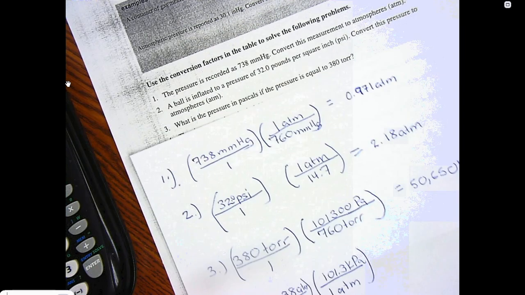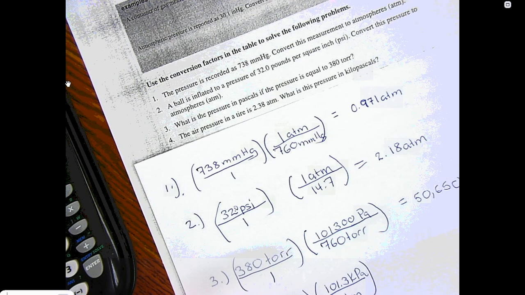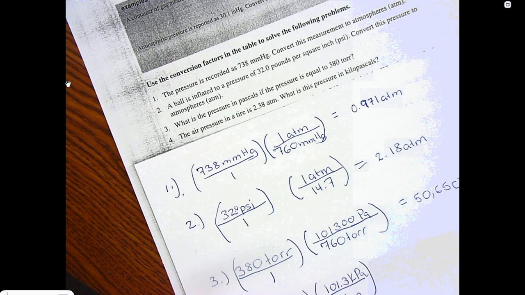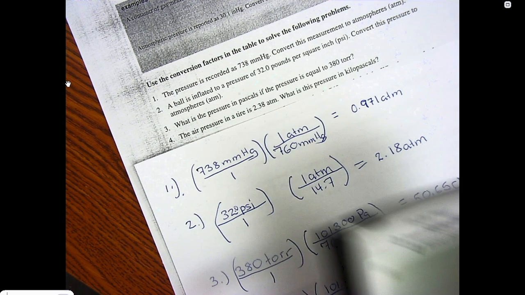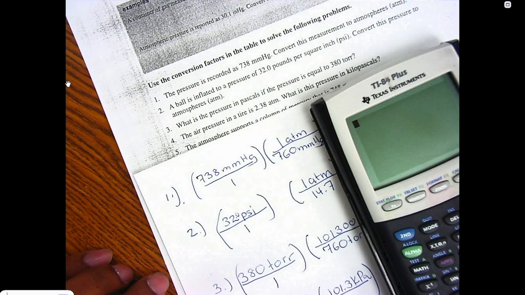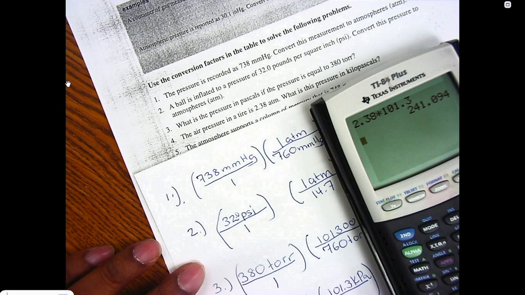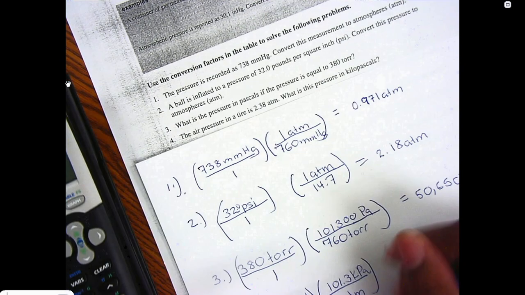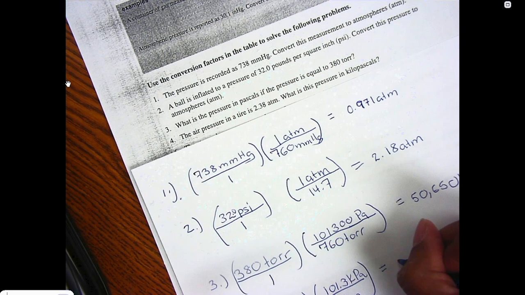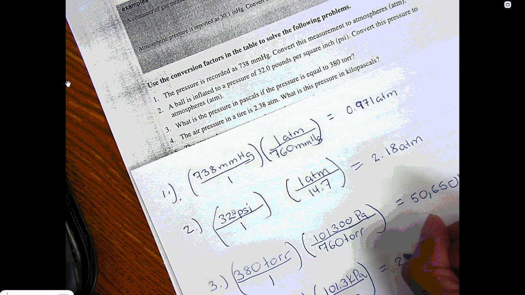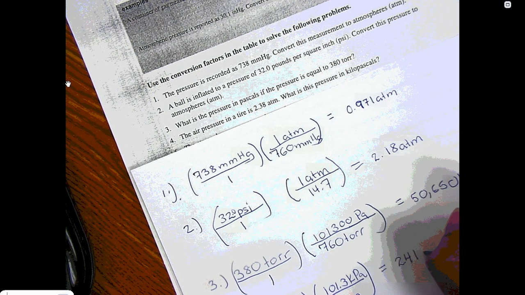And so for that question, all I have to do is multiply 2.38 by 101.3. And that's my answer, which I need to account for sig figs. That ends up being 241 kPa.